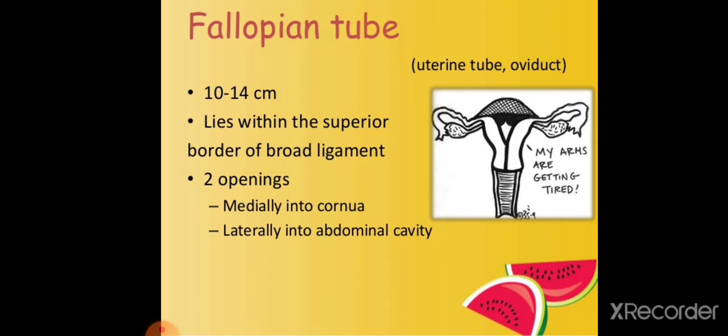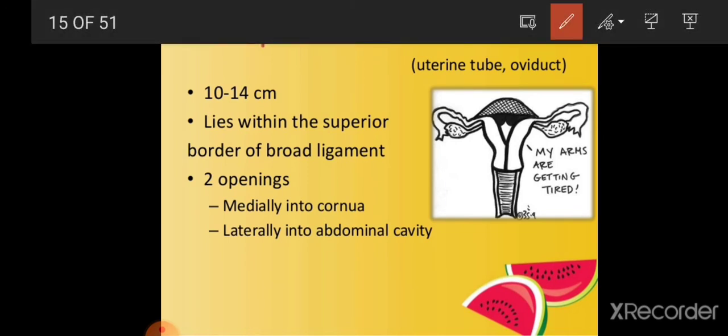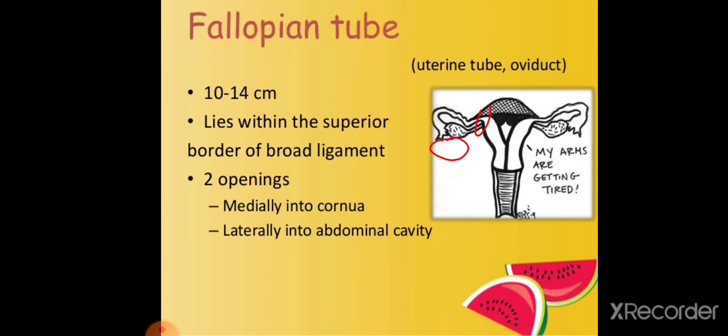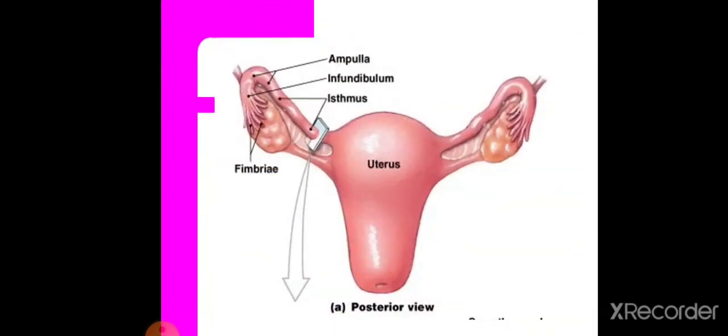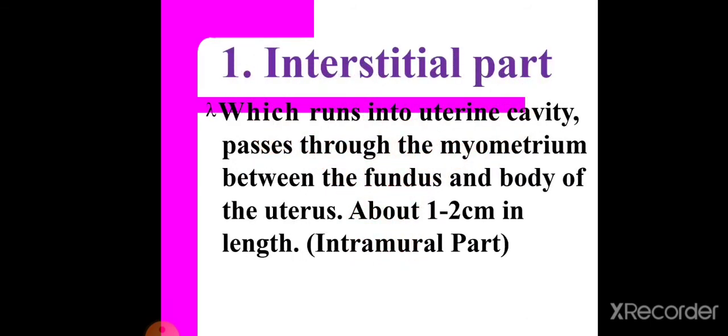It has two openings. Medially, the opening is known as cornua. This is the medial opening, and laterally it opens into the abdominal cavity. So here we can see the fallopian tubes arising from the uterus. Then the first part of the fallopian tube is the interstitial part. It runs in the uterine cavity. It passes through the myometrium between the fundus and the body of the uterus. It is only 1 to 2 centimeters long. It is the intramural part. Intramural part means it is lying inside the wall of the uterus.